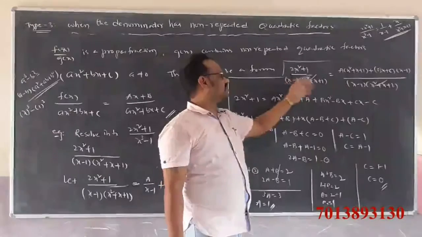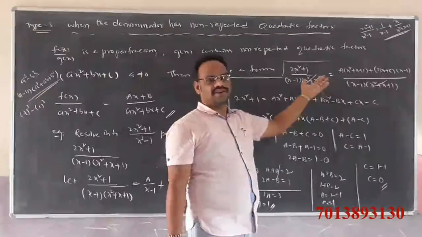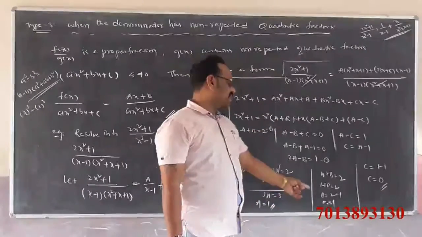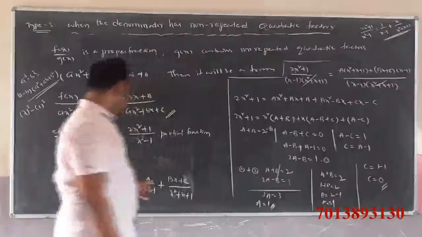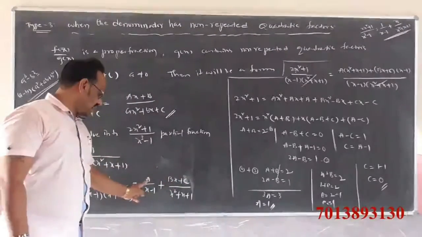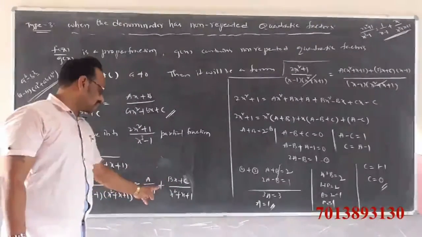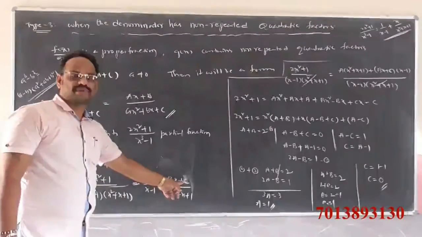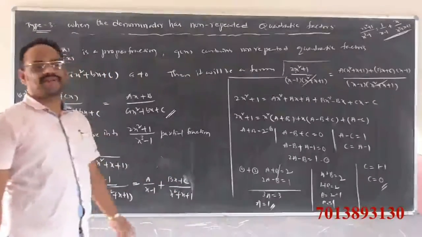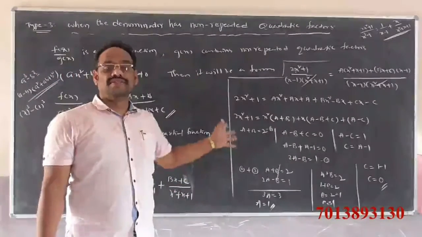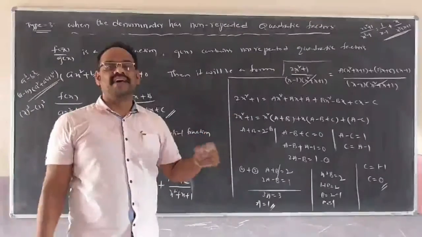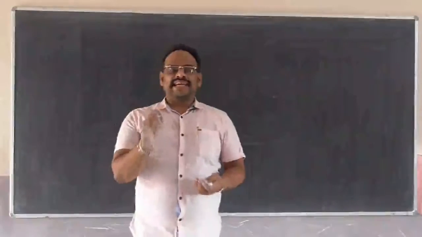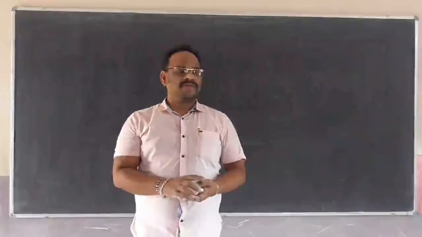So in LHS and RHS, the denominators cancel. Compare numerators, and we get a value 1, b value 1 and c value 0. Substitute the a, b, c values here. We get 1 by x minus 1 plus, b value 1 into x, nothing but x only, c value 0, x plus 0 is nothing but x only, by x square plus x plus 1, is the answer. This is the third type, when the denominator has non-repeated quadratic factors.